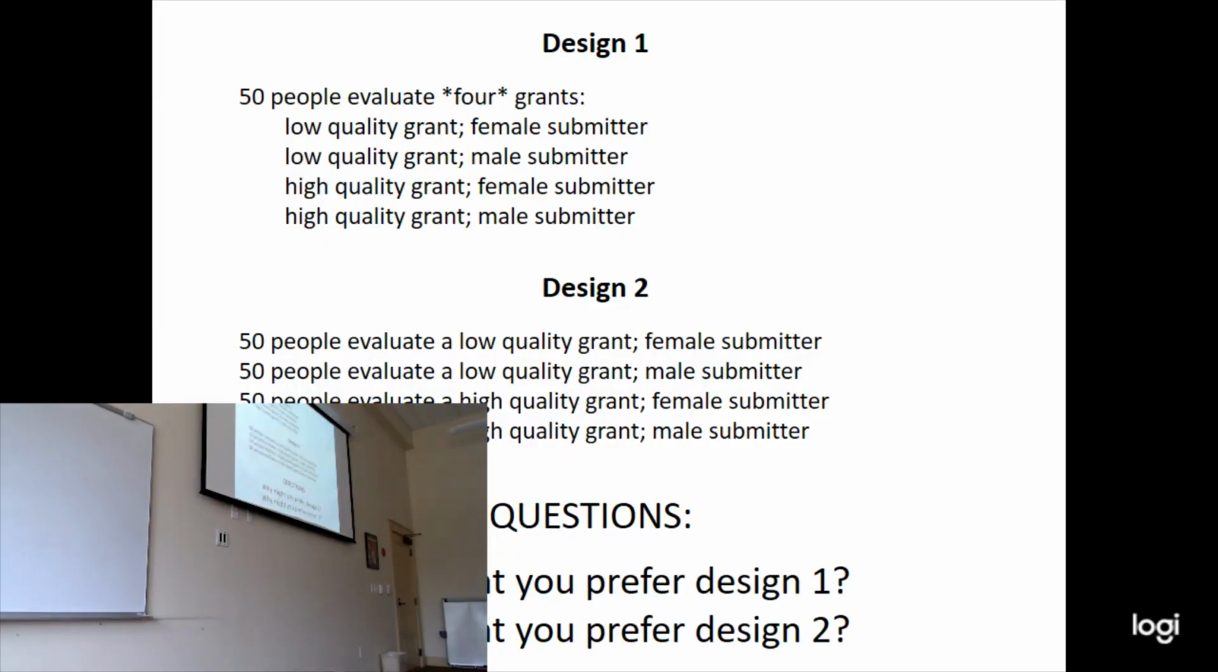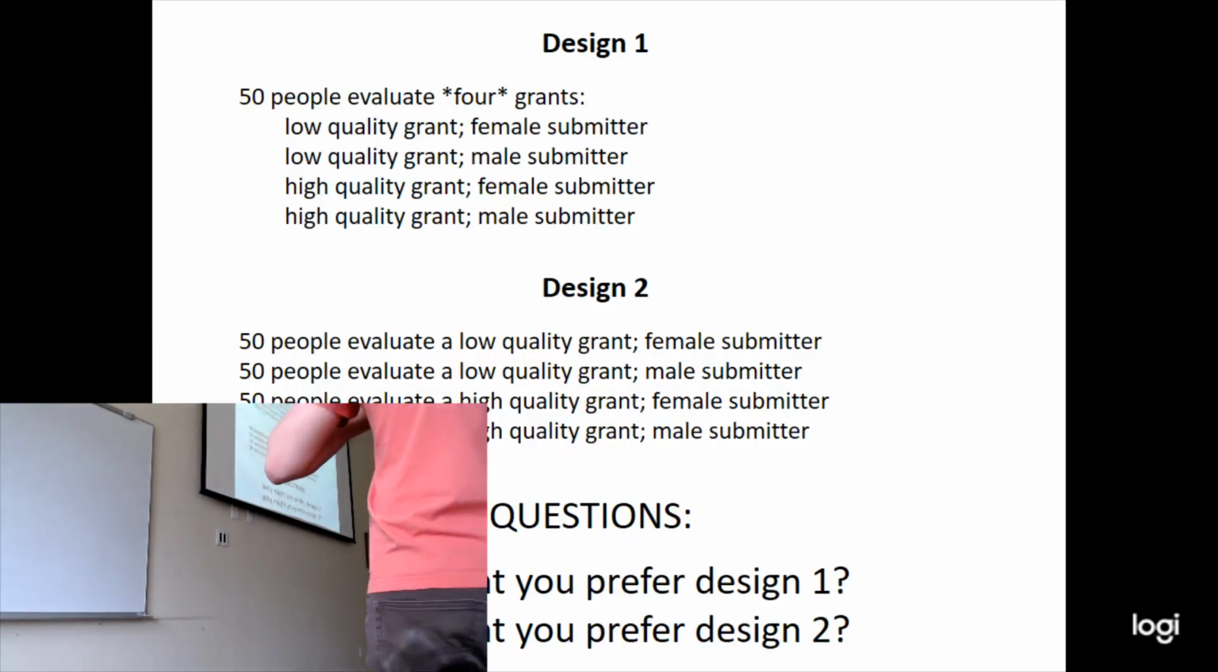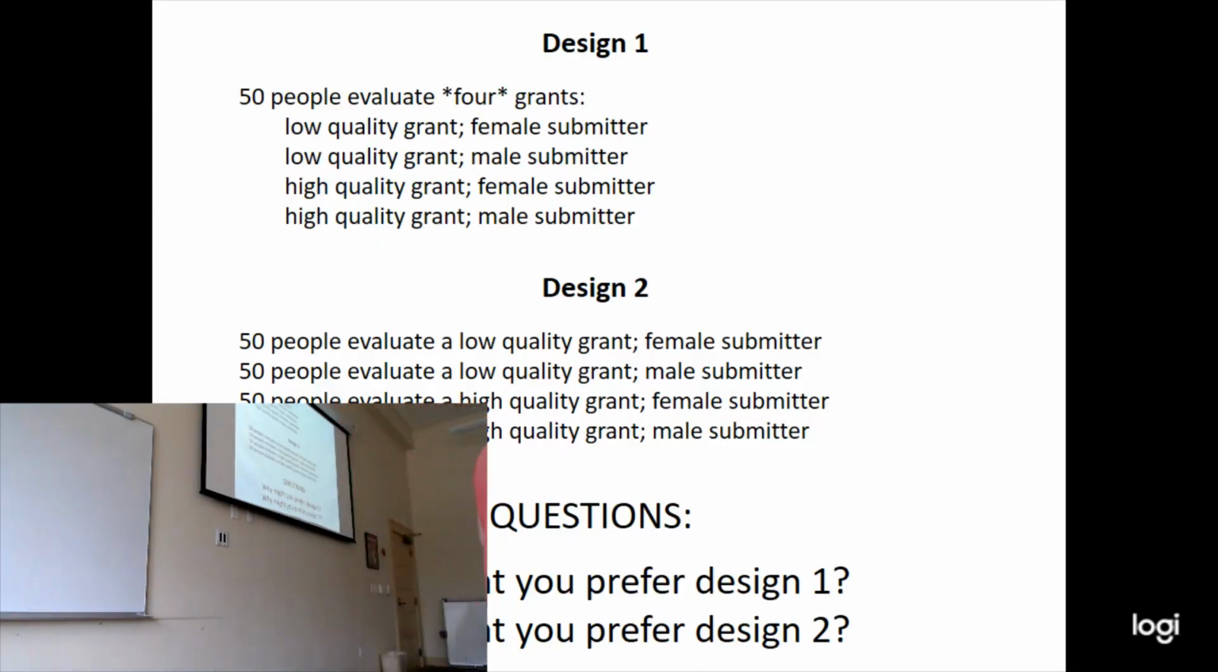Okay, how about design 2? What might be some reasons to prefer design 2? We came up with this thought that maybe in design 1, the ordering of the grants that they rate can kind of bias their ratings of the next subsequent grants.